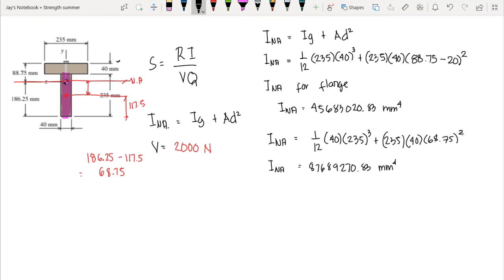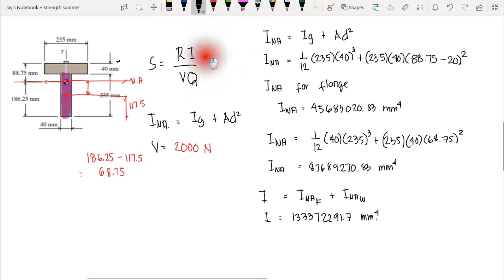Then we add these two moments of inertia. We have the moment of inertia for the entire beam, which is equal to the neutral axis moment of inertia in the flange plus the neutral axis moment of inertia in the web. Therefore, we have 1,333,72291.7 millimeter to the fourth.